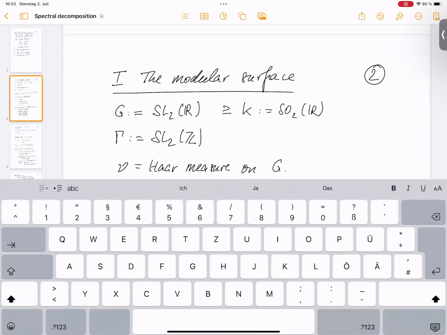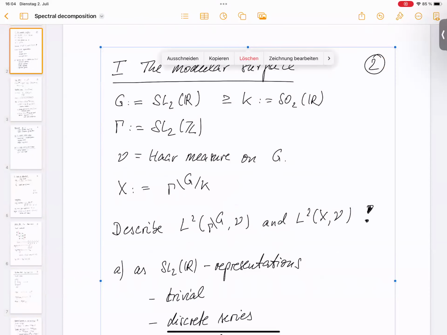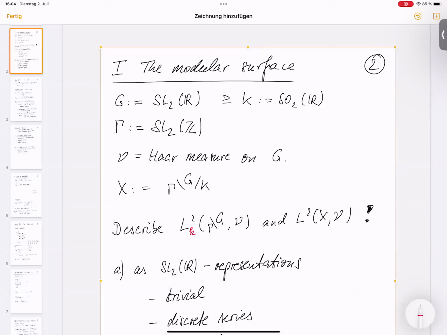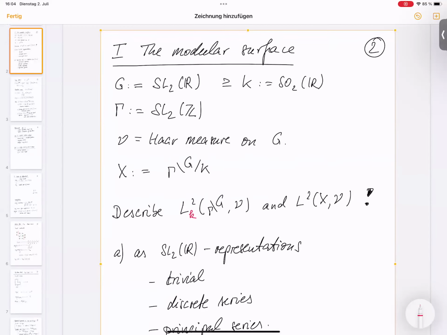But I could, oops, that was the wrong button. I should introduce some spaces of L2 functions with modular transformation behavior with respect to a K type, and then really get the correspondence. I will sweep this under the rug often, but if you have questions about that, please ask about this and anything else.